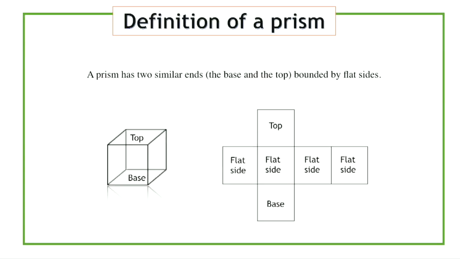An important definition we need to know before we go ahead is that of a prism. A prism has two similar ends, the base and the top, bounded by flat sides. Here we see a cube. It has one square top and one square base. The base and top are bounded by 4 square flat sides. When all the sides are opened up flat, this is the shape we get.